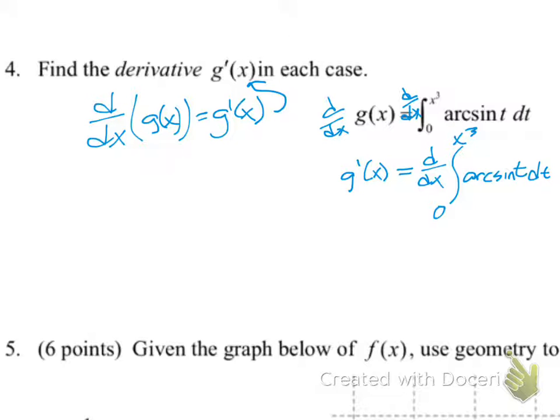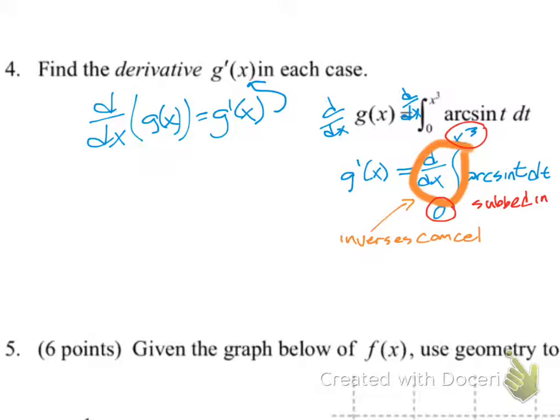This is where the magic happens. You can actually cancel the integral with that derivative because they are inverses, and that's part of the fundamental theorem: derivatives and integrals are inverse operations, so they cancel. What happens though is in the process of integration, we do sub in the x cubed and the 0 into the antiderivative, and since that's part of an integral, when we're taking the derivative and canceling the integral, it doesn't take away from the fact that we are subbing in that upper and lower bound.